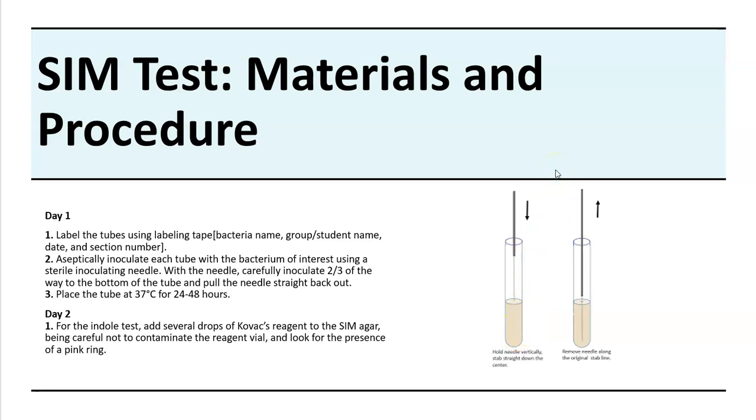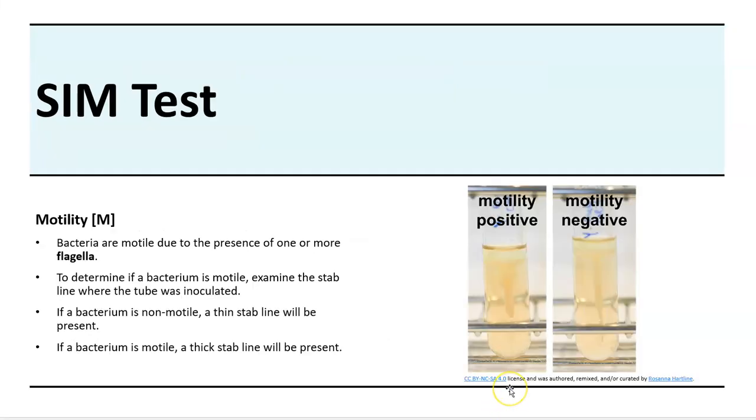You do not want to stir when you do this. You just literally want to stab it straight in and straight out. The reason why you do the stab inoculation is because you want to create something called a stab line. Because the stab line is important when we look for motility. So what you would do is you would do the stab inoculation, and then you would incubate for 24 to 48 hours, and then after that time period is up, you would look at that stab line.